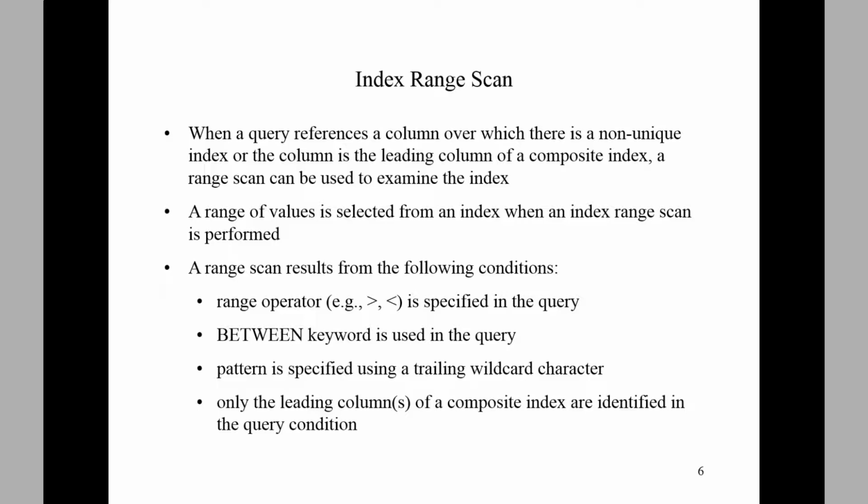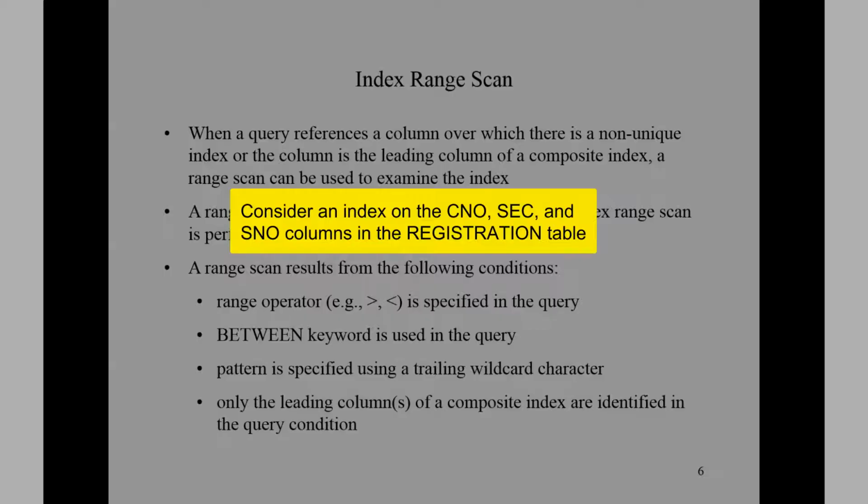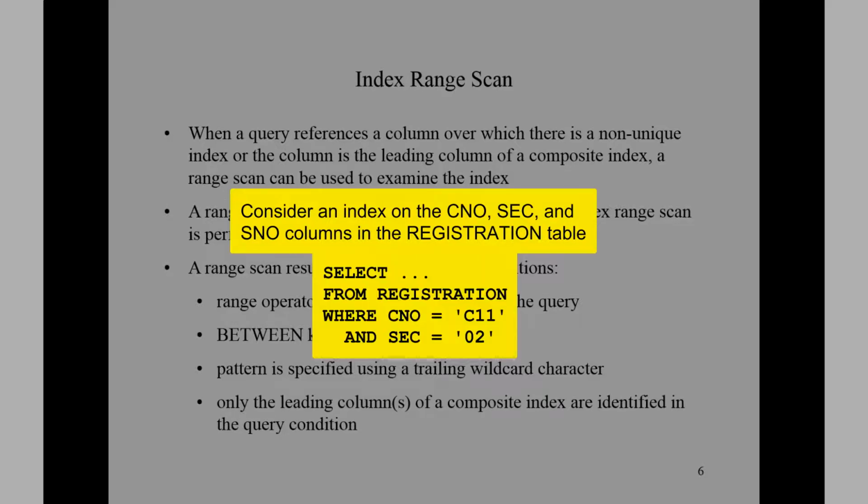A range scan also results when we use pattern matching with a trailing wildcard character, and when only the leading columns of a composite index are identified in the query. For example, if we have an index in our registration table that consists of course number, section number, and student number, and the query specifies course number and section number but makes no reference to a predicate involving student number, it could trigger the use of the composite index on course number, section number, and student number.